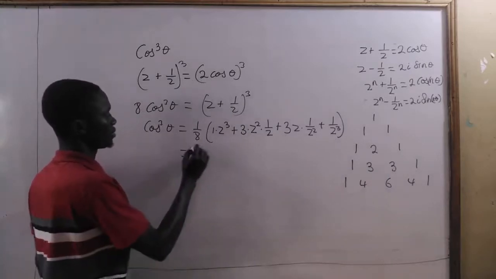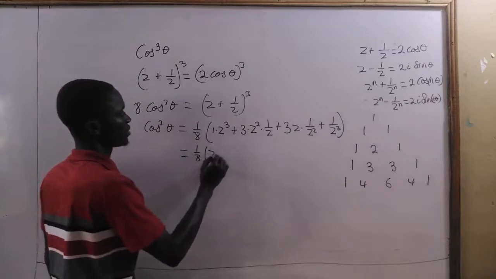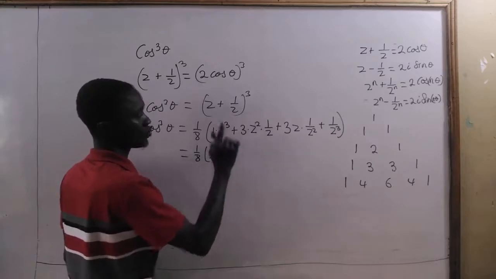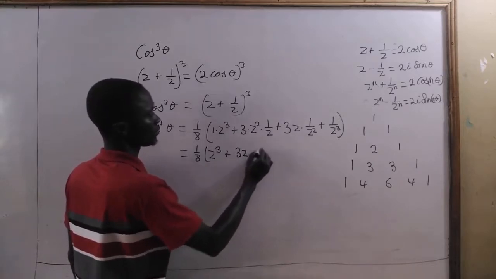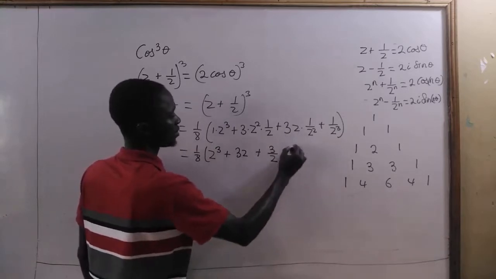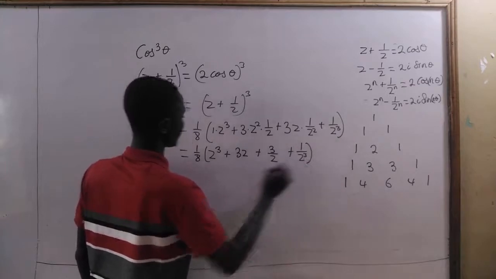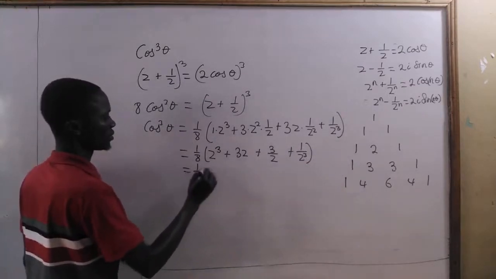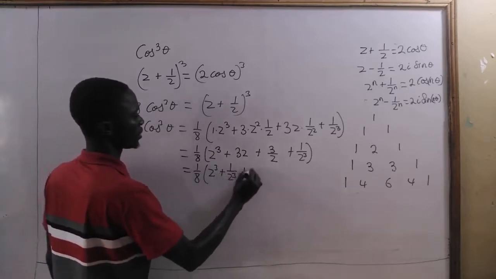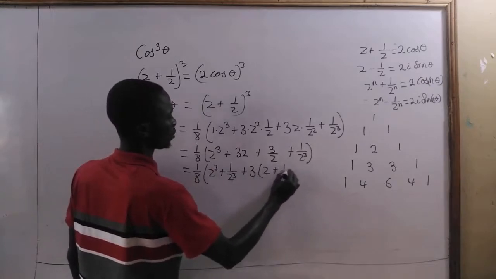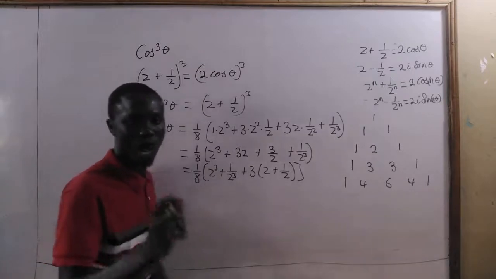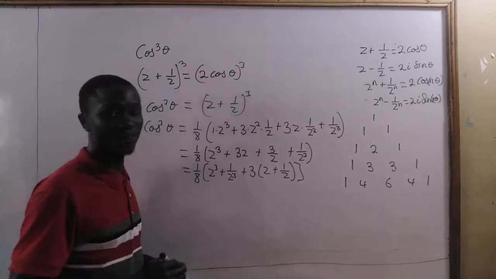And this will give us 1 divided by 8 into brackets z cube plus z will go into z squared z. So we have 3z plus 3 on z, z will go here z, plus 1 on z cube. And this will give us 1 on 8 into bracket z to the power 3 plus 1 on z to the power 3 plus 3 into bracket z plus 1 on z. Wow. Very, very simple as that, right?